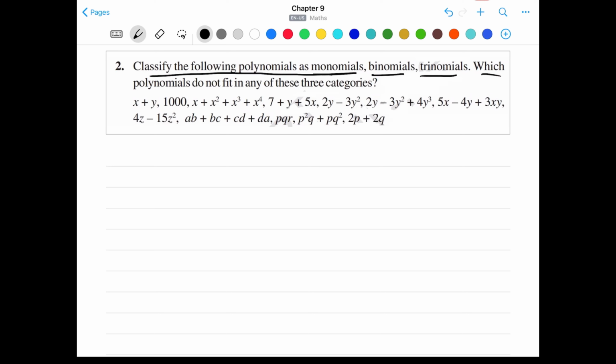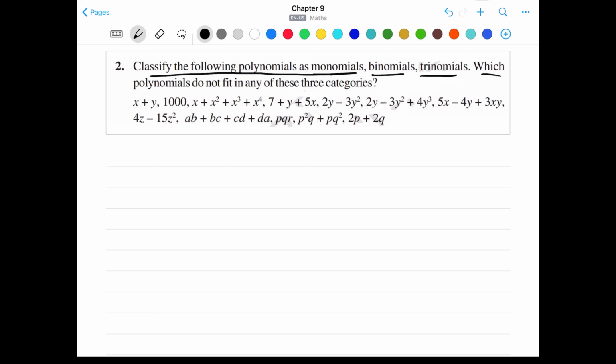Next is 2y minus 3y square. This has two terms, so this will be written as 2y minus 3y square. Next, this has three terms, so this will be written in the trinomial: 2y minus 3y square plus 4y cube. The next one also has three terms, so this will be a trinomial. Again, write this here: 5x minus 4y plus 3xy.